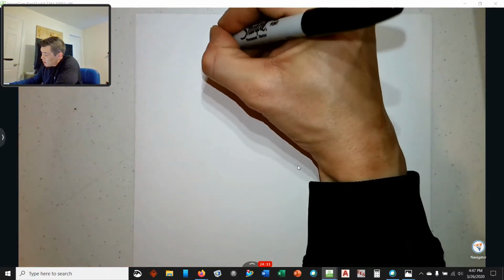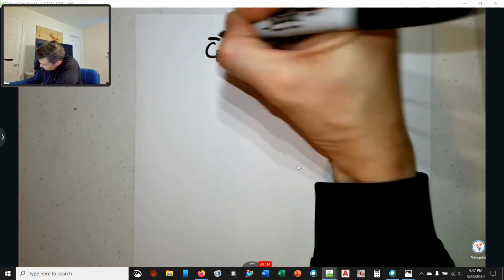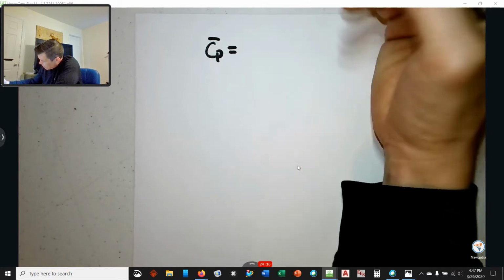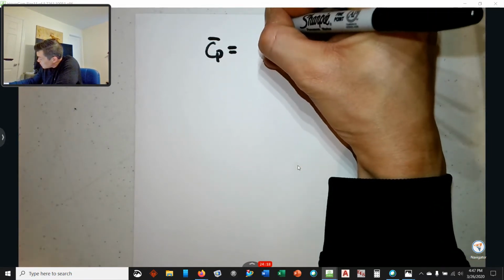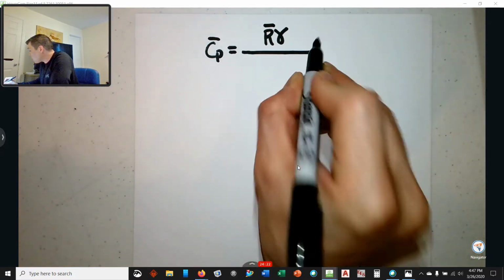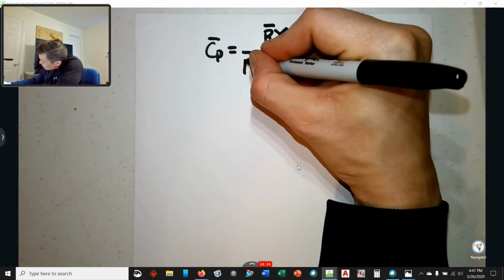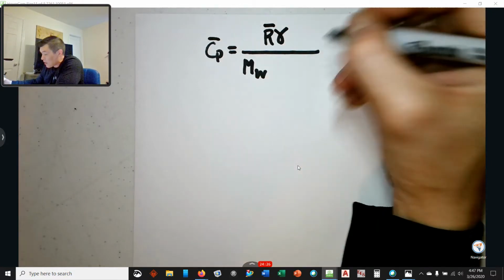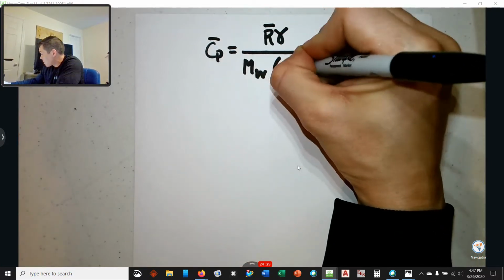So using the ideal gas law, we could rewrite the average specific heat of our ideal gas as R, the ideal gas constant, times gamma, all over the molecular weight of the gas times gamma minus 1.